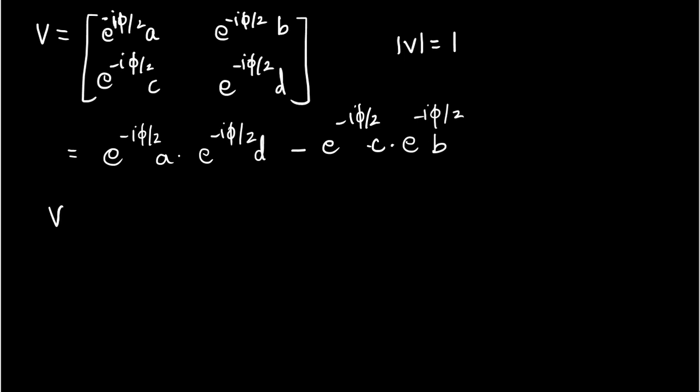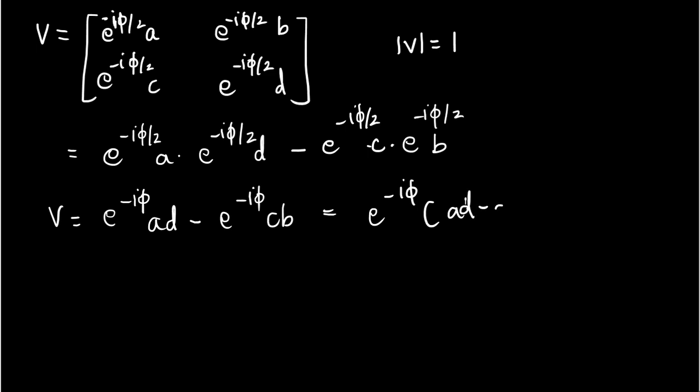Okay. Now on doing that, I am going to get e power minus i phi by 2 into e power minus i phi by 2, which is nothing but e power minus i phi. AD minus e power minus i phi CB. So I can take this e power minus i phi as common and write this as AD minus CB. Okay, this is nothing but the determinant.